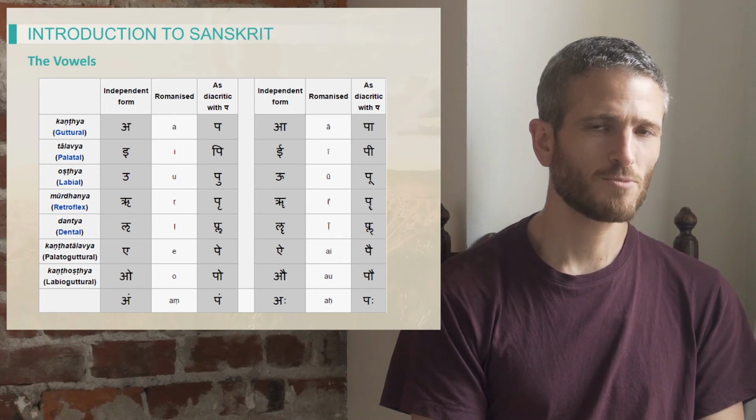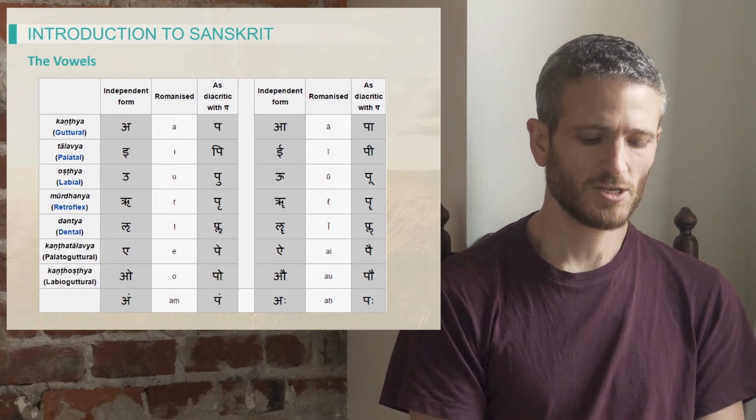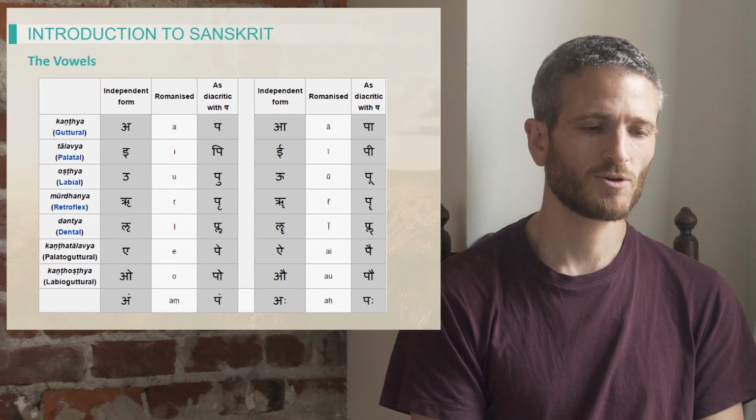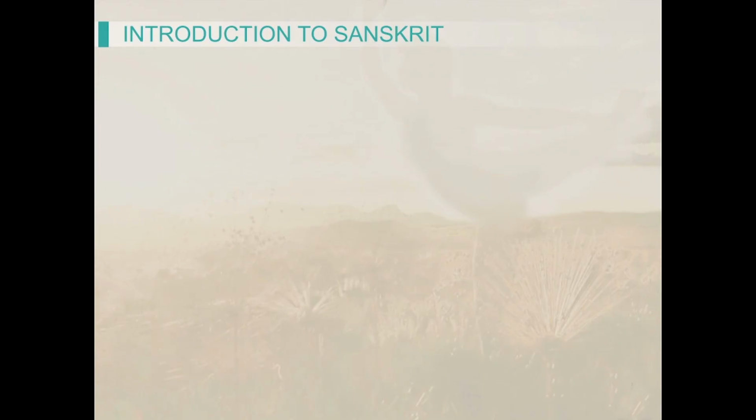Remember the main ones to remember. A line above makes it long. Ri, and this H, and this M. These are the ones that you should remember. The li, have it in the back of your mind. You may encounter it at some points. Okay. So to conclude this part of the class, let's go over all of the vowels together.